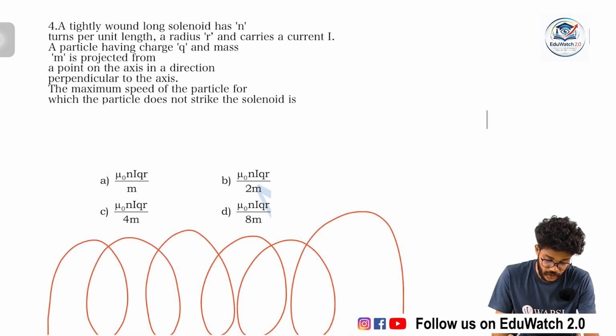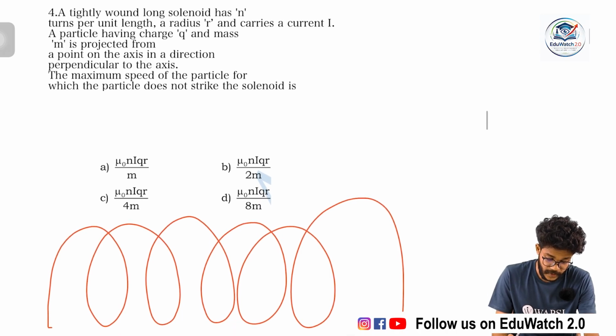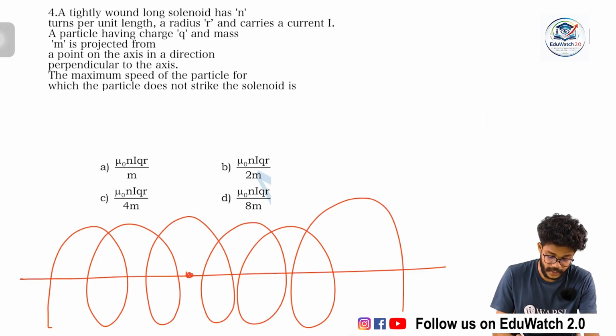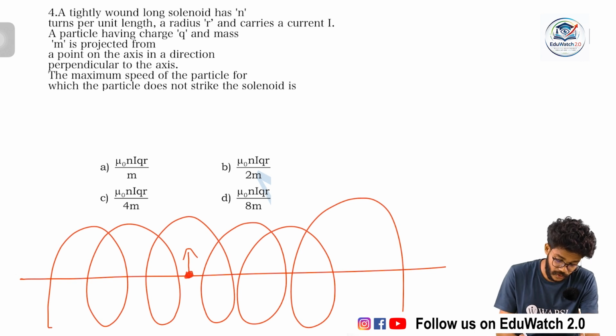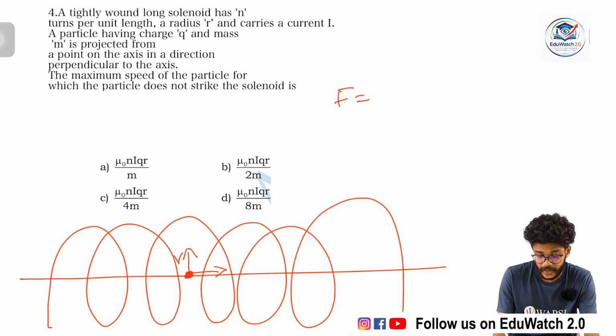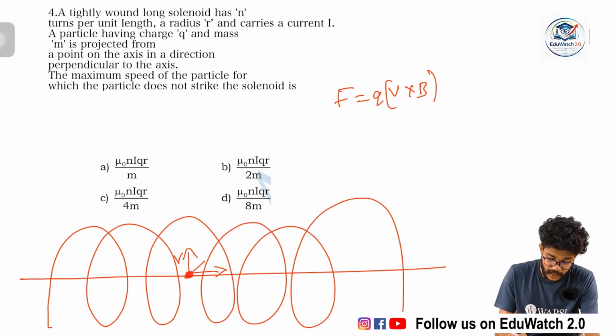A particle having charge q and mass m is projected from a point on the axis. So this will be the axis and this is the point on the axis, in a direction perpendicular to the axis, so it is projected perpendicularly. The maximum speed of the particle, yes, the velocity is acting towards it and the magnetic field is acting towards it. So by Lorentz force, F is q into v cross B. That means the mutually perpendicular direction, so a force will be acting towards it.